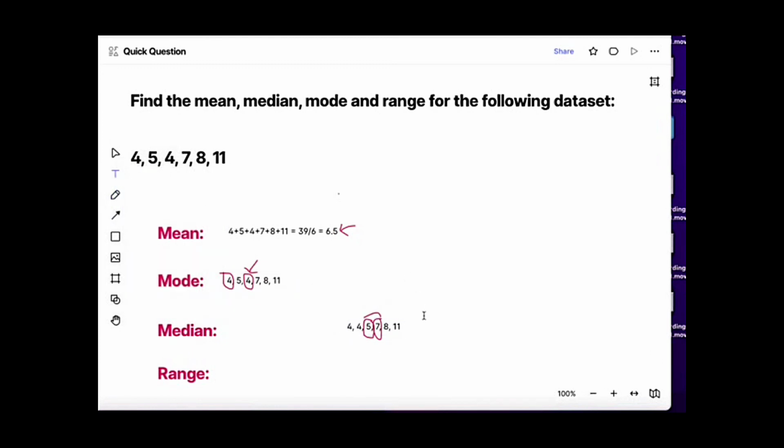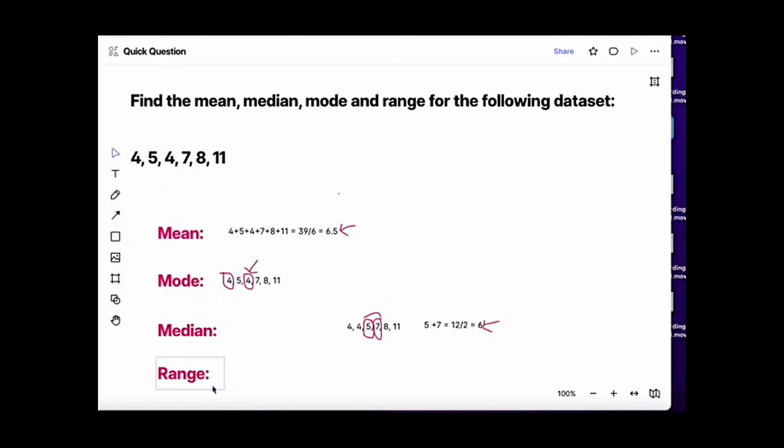And what did we say we do? Well, we calculate the mean of those 2 numbers to get the median. And we do that by doing 5 plus 7, which is 12, and we divide that by 2. Why do we divide it by 2? Because there's 2 numbers, which is 6. So the median for this data set is 6.